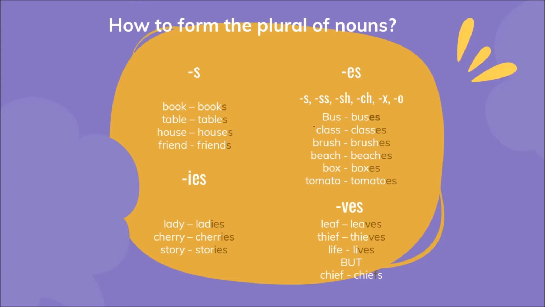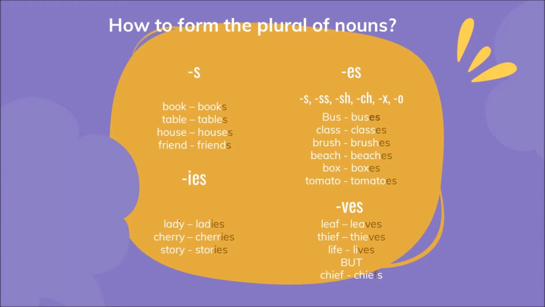And let's take the example in this word. The word class itself has two S's at the end. Imagine if we added another S. It will be a total mess, and we wouldn't be able to understand the plural form. Class, class. It doesn't sound very clear. Therefore, we add ES. Classes.